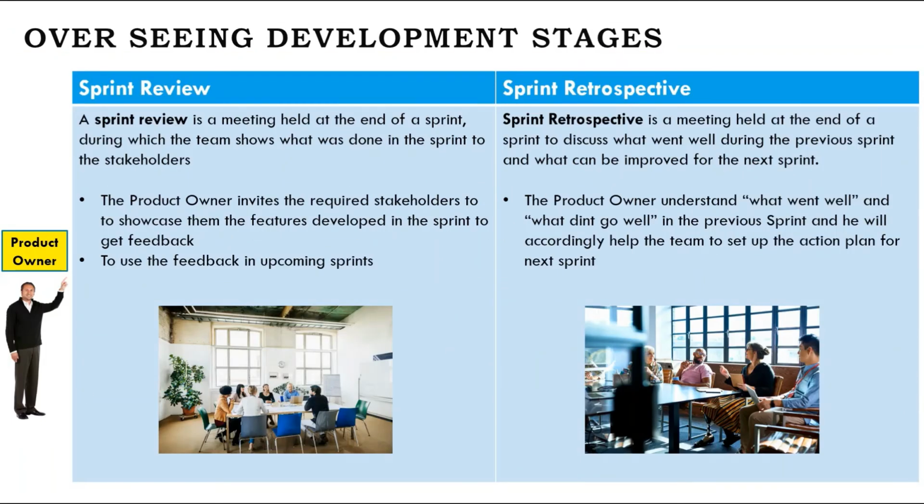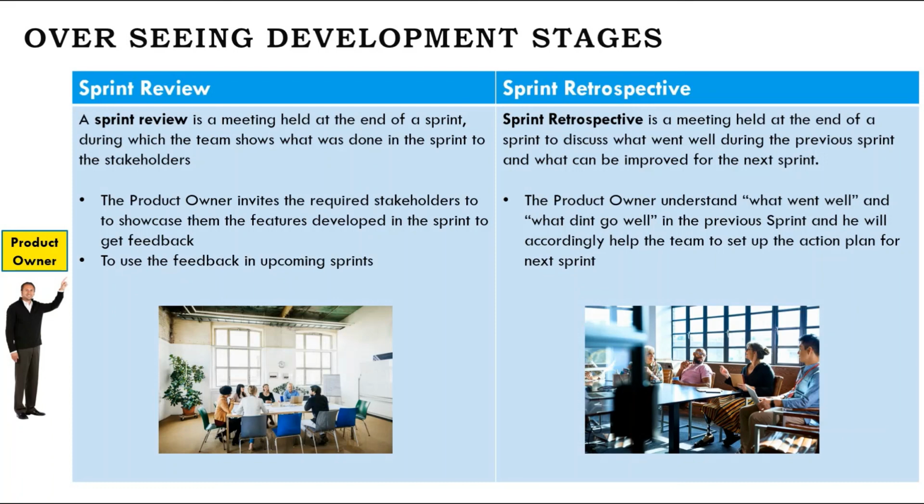At the end of each sprint, the product owner gets involved in 2 Scrum ceremonies, that is sprint review and sprint retrospective. Sprint review is a meeting held at the end of each sprint, during which the team shows what was done in the sprint to the stakeholders. The product owner invites the required stakeholders to showcase the features developed in the sprint to get the feedback. He will use this feedback in the upcoming sprints.